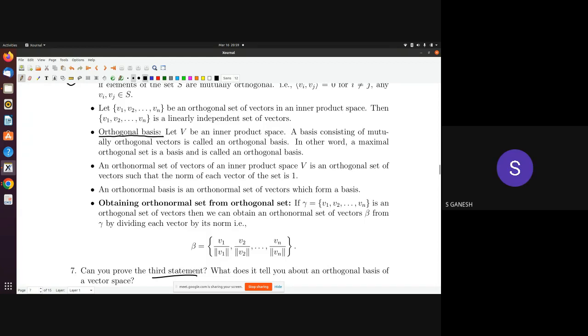Yes, sir. Sir, but not every basis is an orthogonal basis, right? Not every basis is orthogonal, obviously. Okay, sir. Yeah, I will give an example. I will come to that.